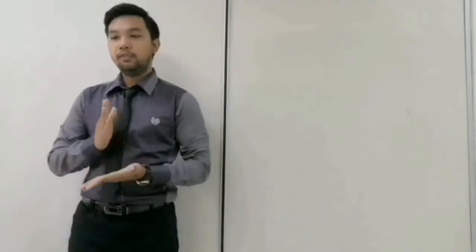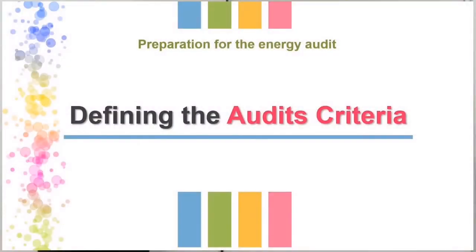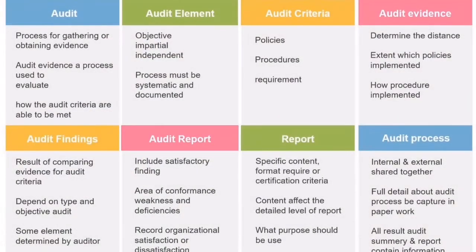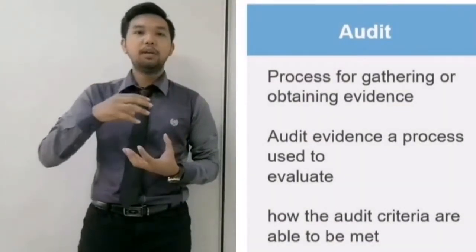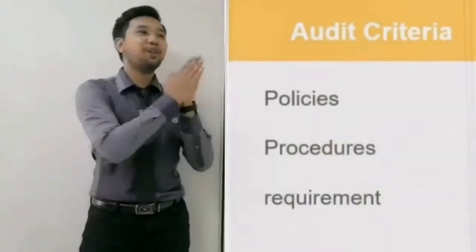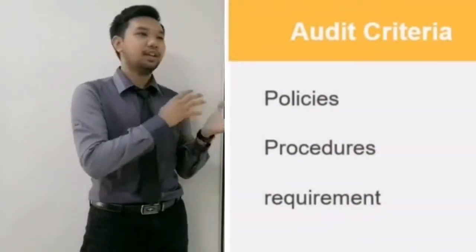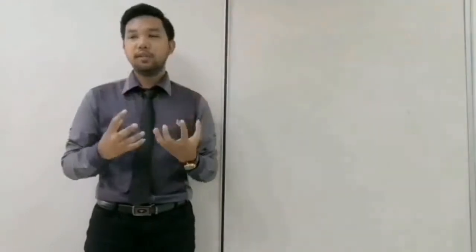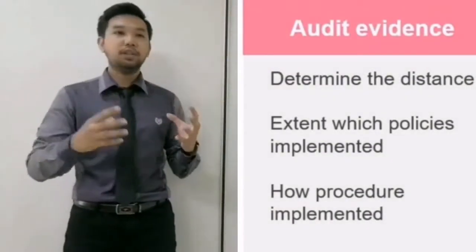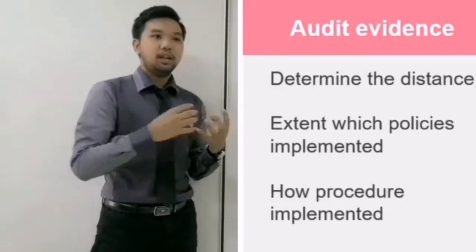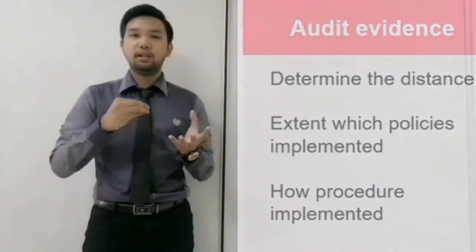Today I will talk about defining the audit criteria. The audit is the process of registering information or data as evidence. This audit evidence process is how to evaluate something and how the audit criteria are able to be met. The audit criteria contain a few points, which are policies, procedures, and requirements. And the audit evidence determines the extent to which the policy needs to be implemented, so that we choose the best one to use for the audit criteria.